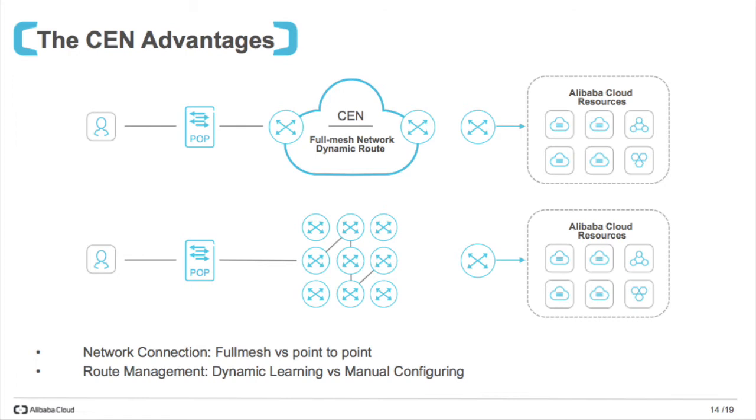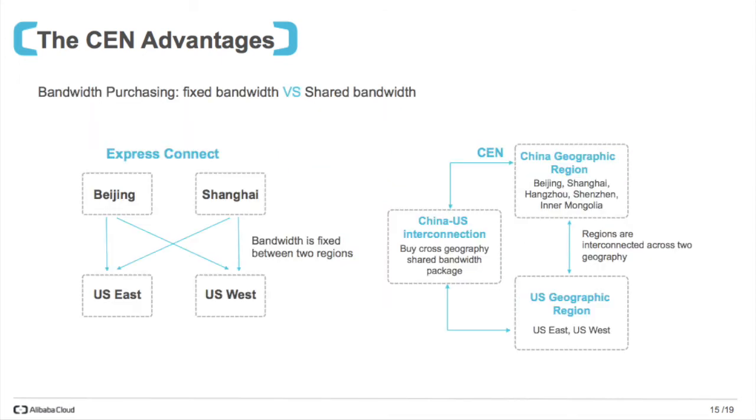And moreover, let's compare the differences between Express Connect and CEN when purchasing bandwidth packages. For Express Connect, the bandwidth is dedicated for fixed regions' intercommunication, as we can see in this chart. If Beijing and Shanghai want to communicate with US East and US West, customers need to buy 4 bandwidth packages. While in CEN, the bandwidth package is based on cross-geography region.